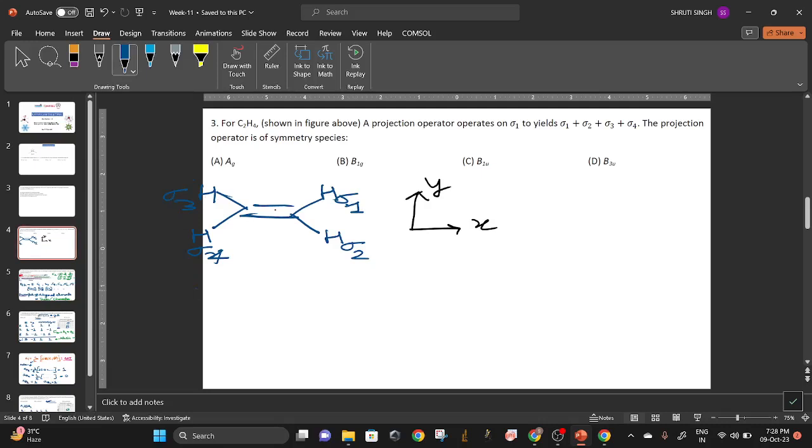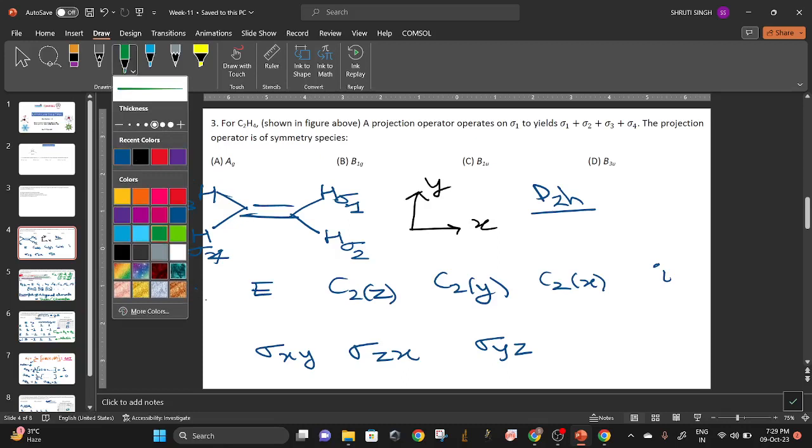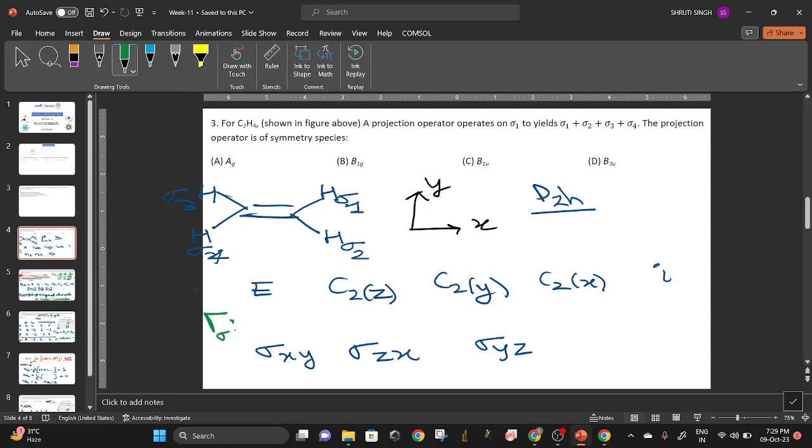Now the point group for this is what? D2h. Okay, so I am simply writing here the whole thing: C2z, C2y, C2x, i, then sigma xy, sigma xz, sigma yz. And if I write the reducible representation, it means the tau of these sigmas.